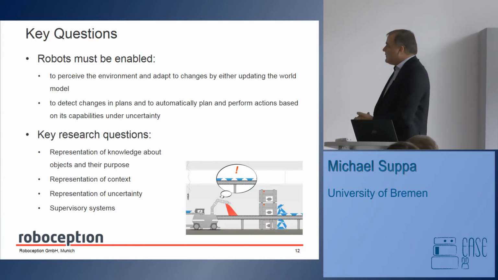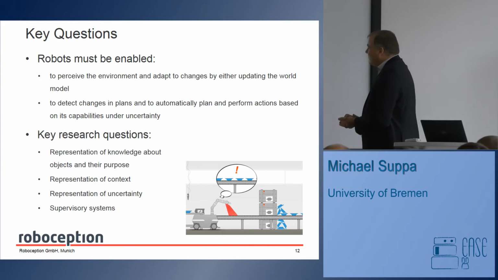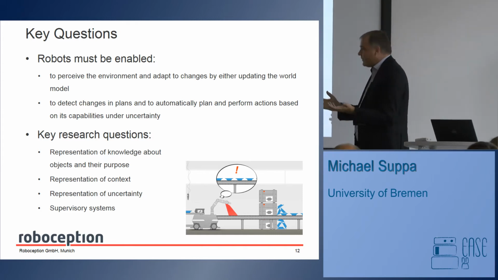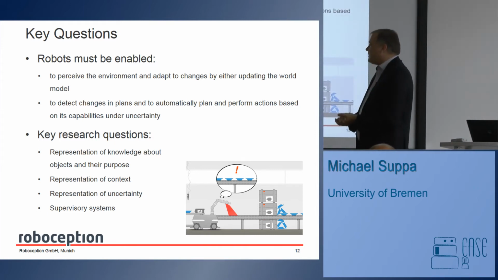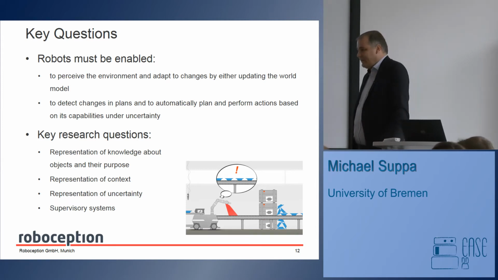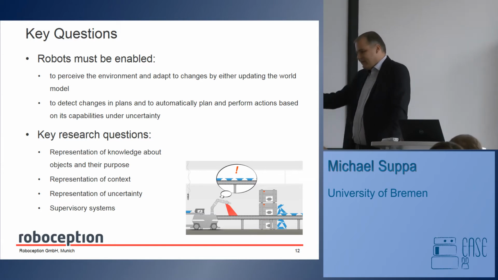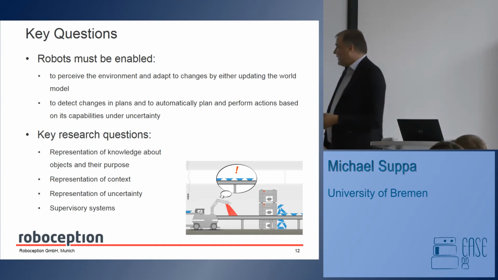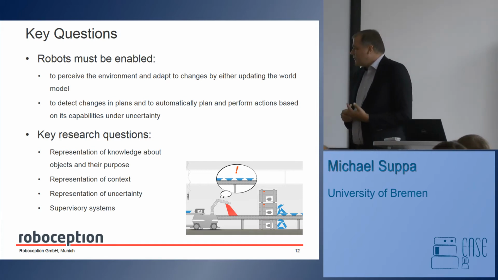So the key questions: the robot must be enabled to perceive the environment, adapt to changes, update this world model, and detect changes in plans and plan and perform actions under these constraints. So basically you want to go from A to B, then there's an obstacle in the way. What do you say? The robot stops and asks for help? No. Of course you have to change the route, you have to change other things. And this is a very tight corridor. You're not allowed to do everything in that case. And this is really something that you need to consider here.